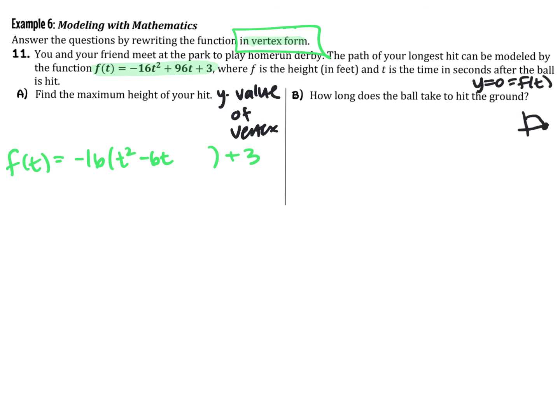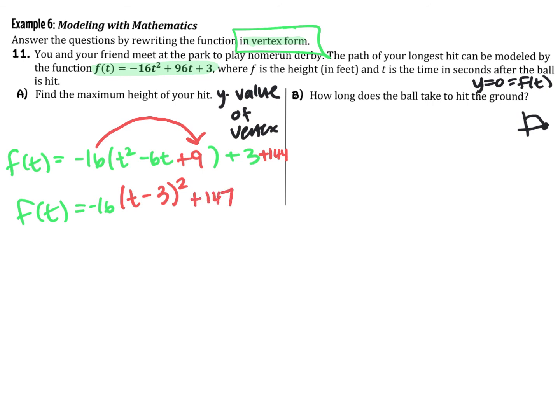And then I'm going to complete my square. So half of 6 is 3. So this is going to become t minus 3 squared. And if I square 3, I'm going to get 9. To keep my equation balanced, I need to remember that I'm multiplying negative 16 by that 9, which is negative 144. So to keep that balanced, out here I need to add 144. That's going to give me plus 147.